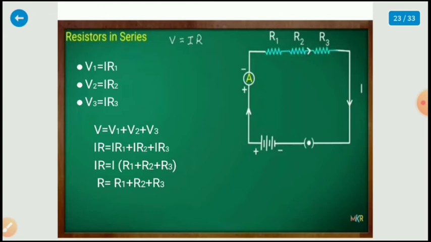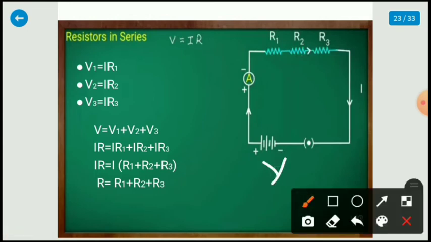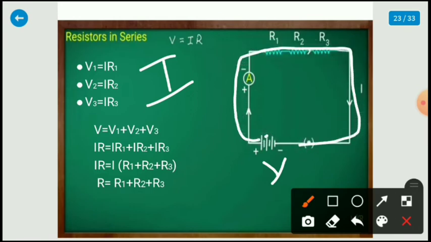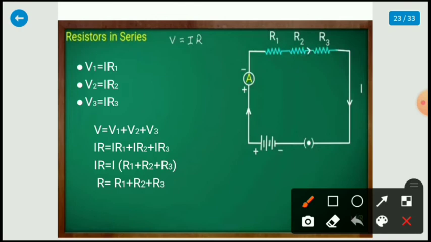Here you can see the voltage we are giving from the battery is flowing through R1, R2 and R3, and the current is constant because the resistors are connected in series. So the current is constant, flowing from here to here, but the voltage is different in the different resistors, as we can calculate by connecting different voltmeters here, here and here.